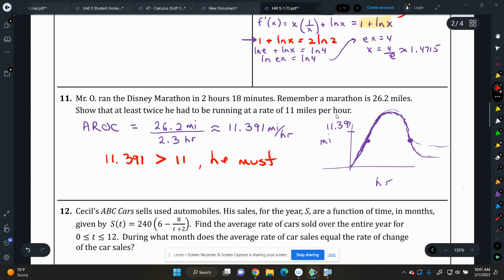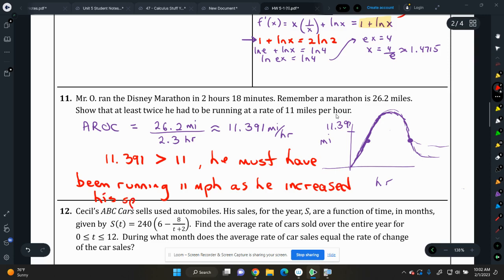He must have been running 11 miles per hour as he increased his speed, right? And then again, as he decreased his speed. I mean, that could very well have been at the very end of the race.